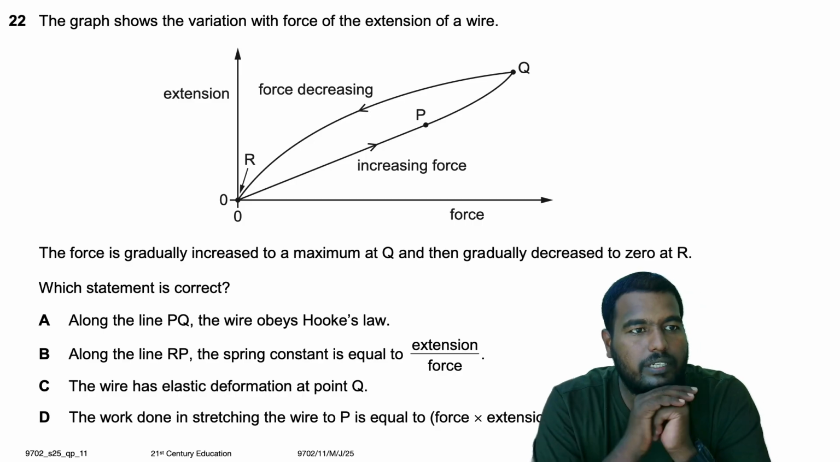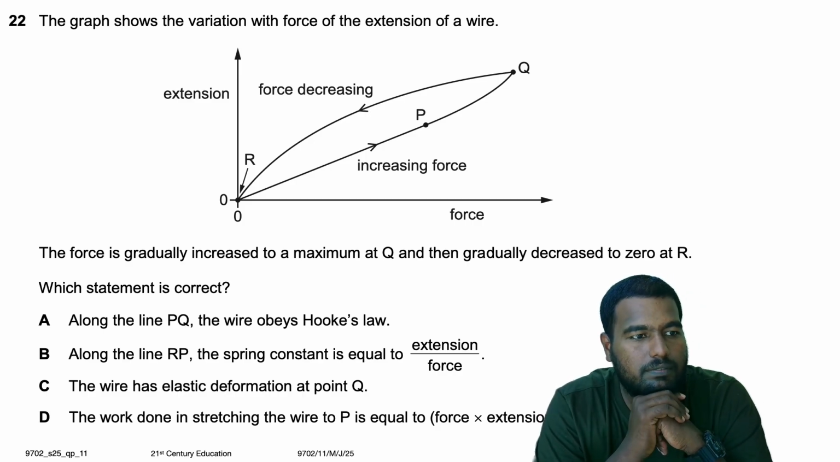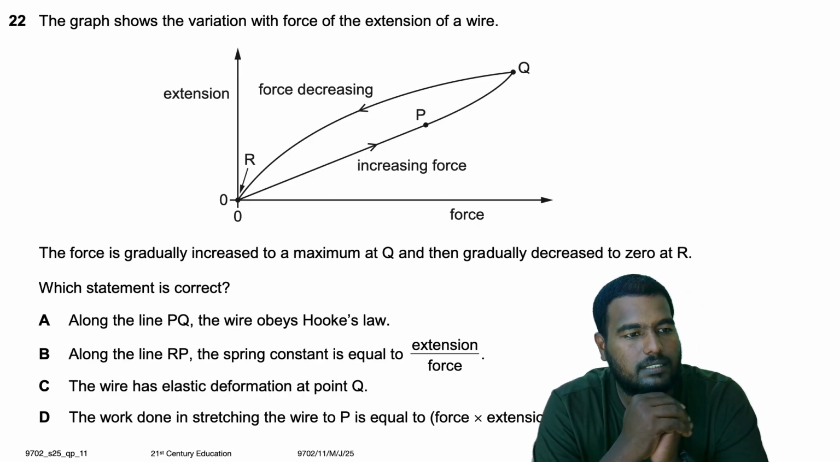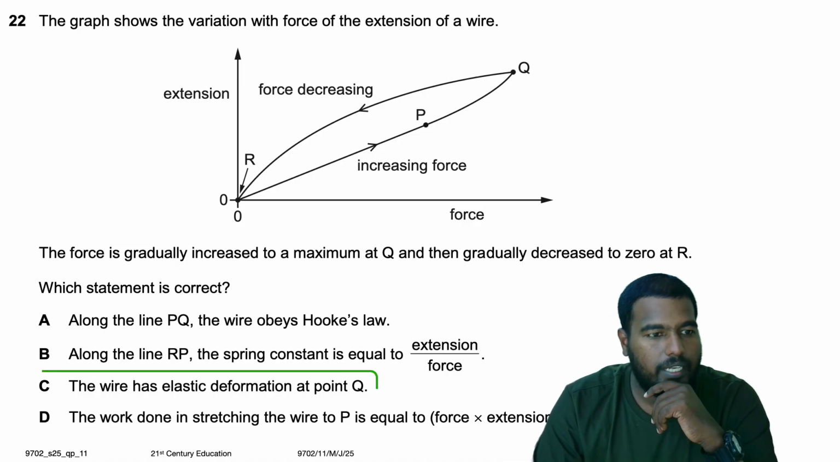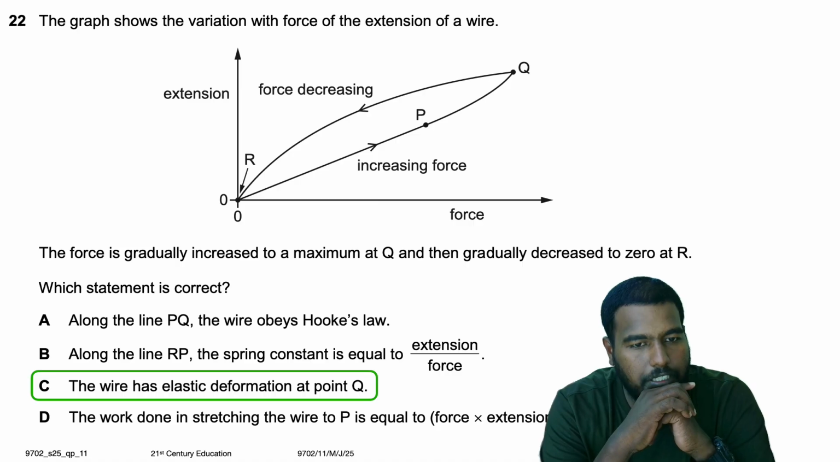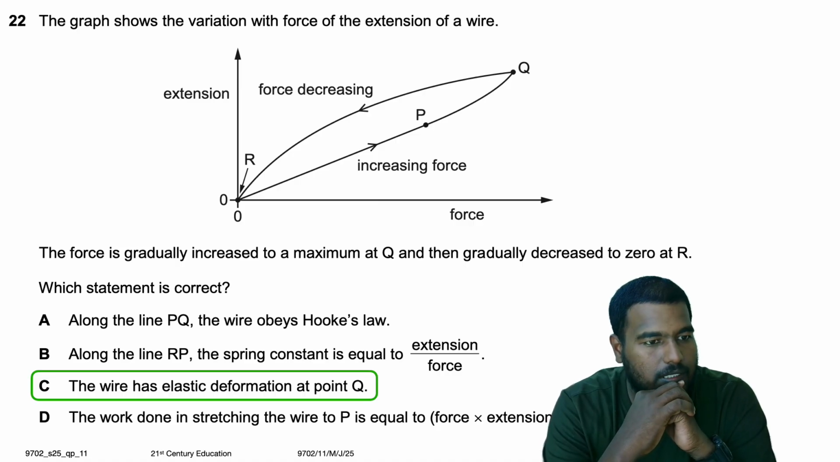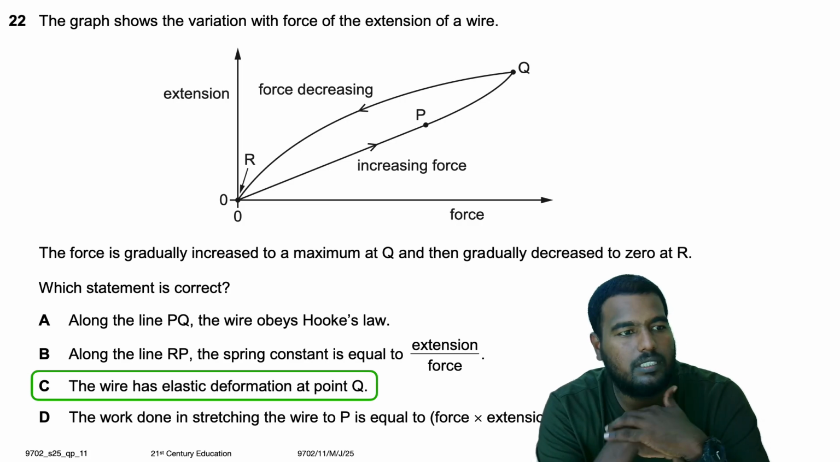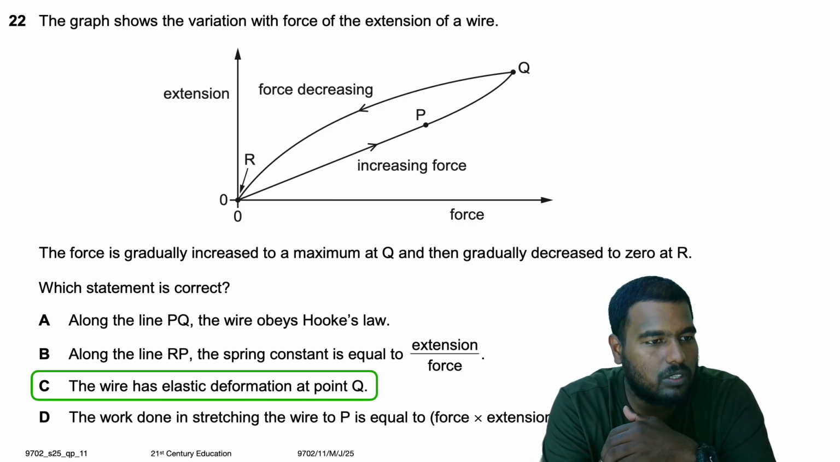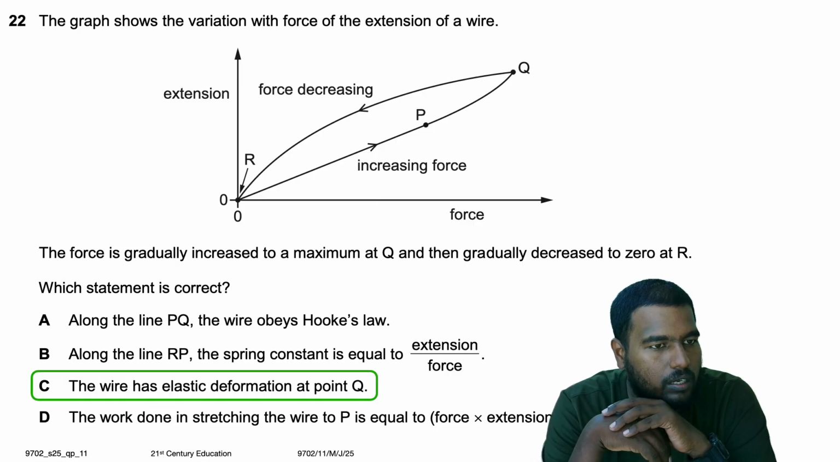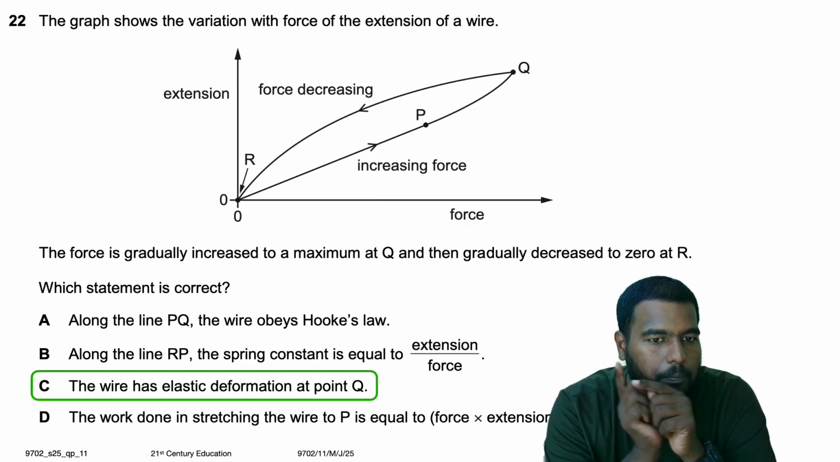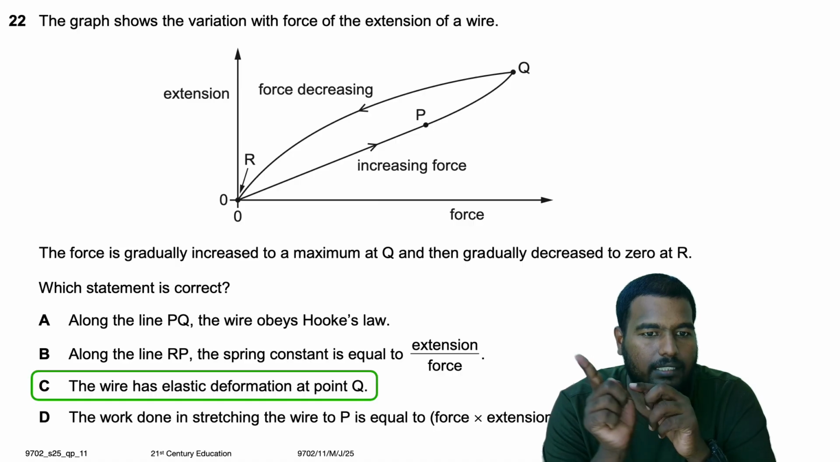The graph shows the variation with force of extension of a wire. Which statement is correct? The wire has elastic deformation at point Q. This is right. Let's see why all the other options are wrong. Along line PQ, the wire obeys Hooke's law. No. In PQ, if you see, it's not a straight line.